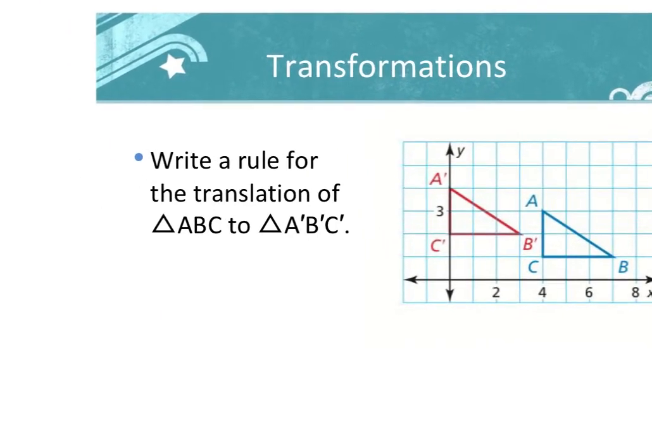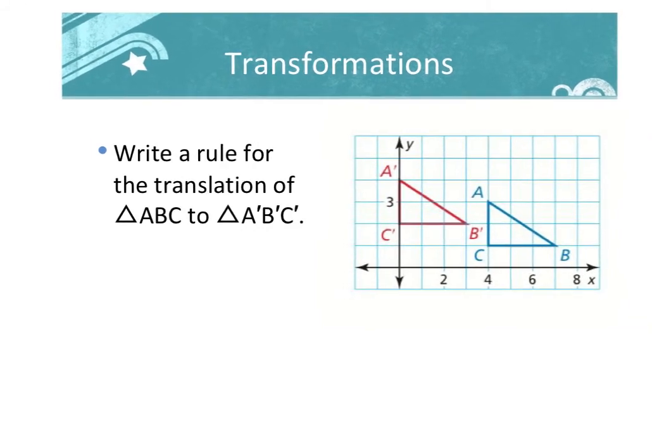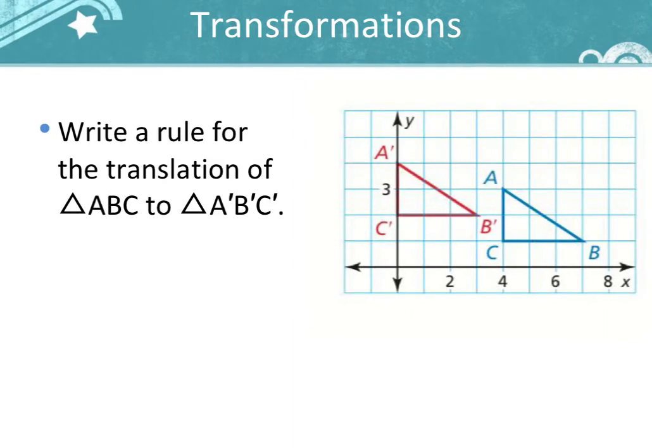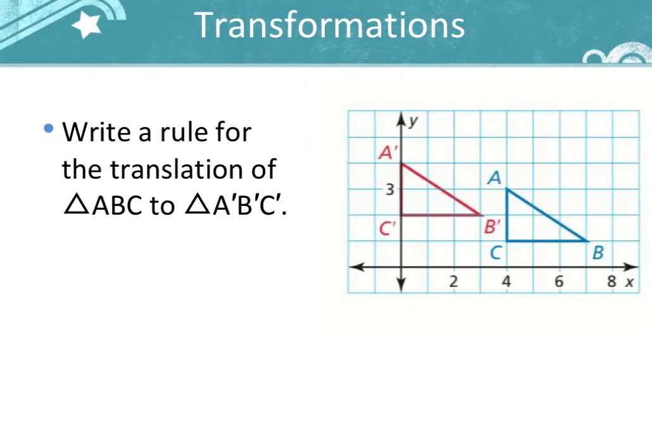Okay, now we're going to write a rule for the translation of ABC to A prime, B prime, and C prime. Okay, so really guys, all you need to do for these is find where your original A was, which is here, and draw a vector ending at the new A. So here, and remember we moved in this direction. You always go from A to A prime, unless it states otherwise. And in this case, we moved over 1, 2, 3, 4 units, and then up 1. So the vector form is going to be -4, 1.